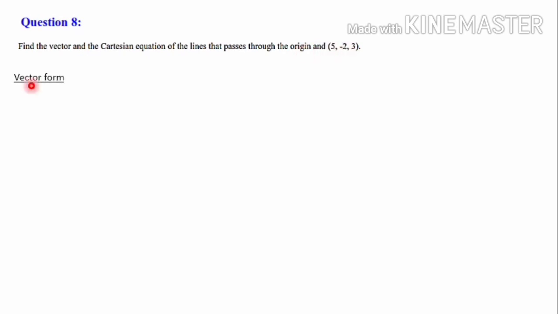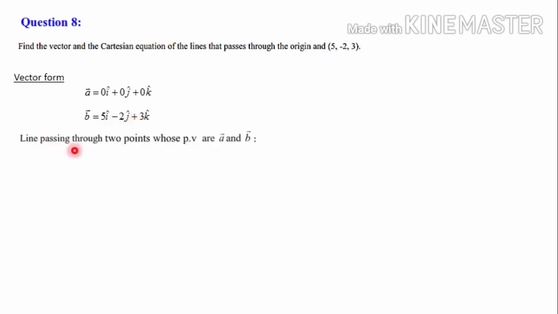Here you have to write the required equation in vector form first. First of all, you have to identify the position vector of the first point, that is vector A. It is our origin. 0, 0, 0 are the coordinates. Writing position vector in the sense 0i plus 0j plus 0k. And vector B is equal to the position vector of the second point, that is 5i cap minus 2j cap plus 3k cap. So the vector form of the equation of a line passing through 2 points A and B is vector R is equal to vector A plus lambda into vector B minus vector A.